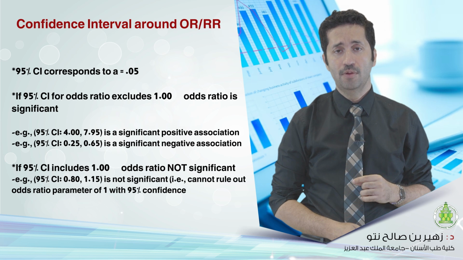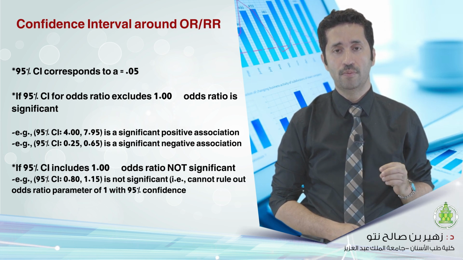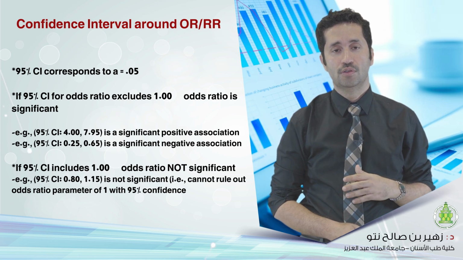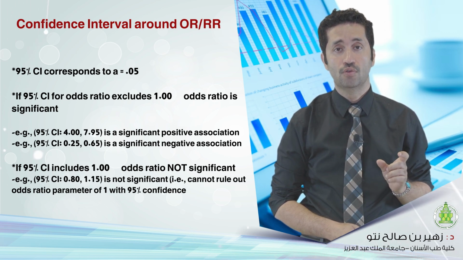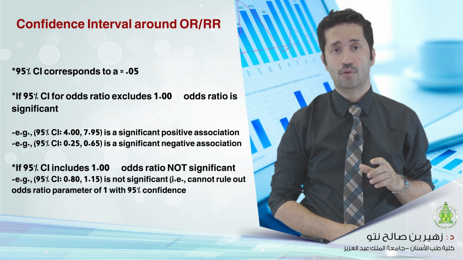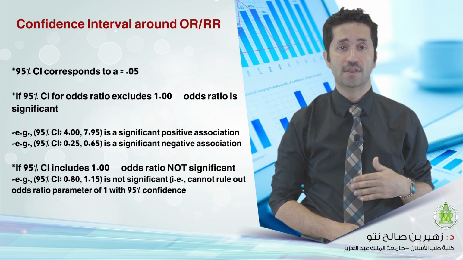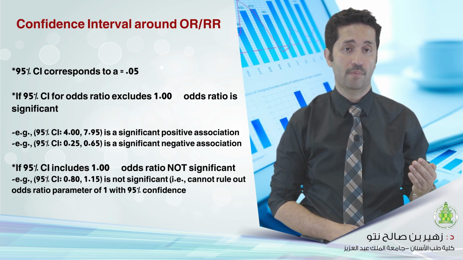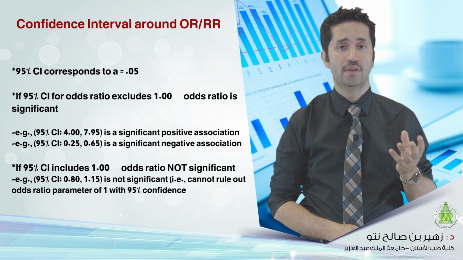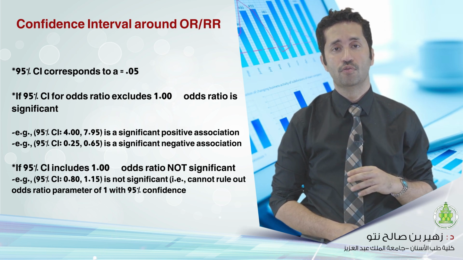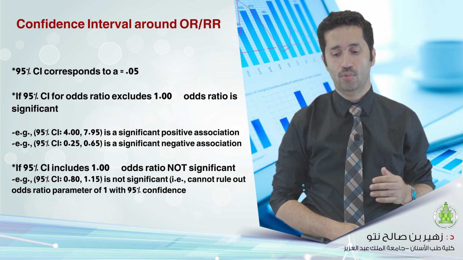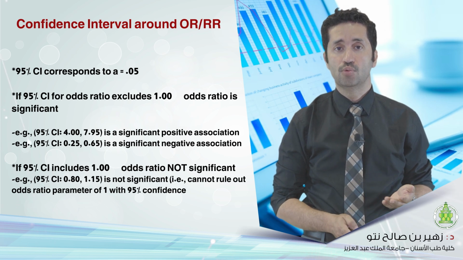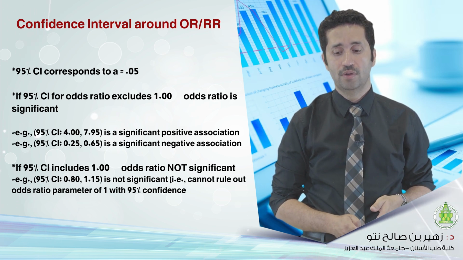However, in the last example, the confidence interval ranges from 0.8 to 1.15. You can see the range here includes 1. So the confidence interval means the first group is going to be higher than the second group if it's bigger than 1, or it's going to be lower compared with the second group if the number is less than 1. So again, in this example, the result will not be statistically significant.